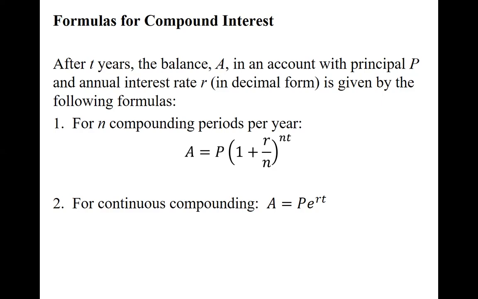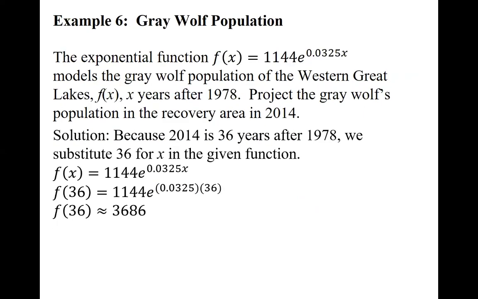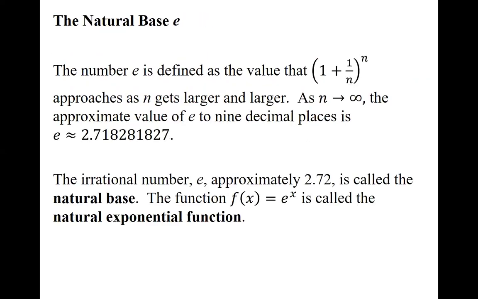And remember, e, if we go back, was defined as the value that 1 plus 1 over n to the n approaches as n approaches infinity, as n gets larger and larger. So we can start with n equals 1, compounding annually. And we can move that up to n equals 12, compounding monthly. n equals 52, compounding weekly. n equals 360 or 365, compounding daily.